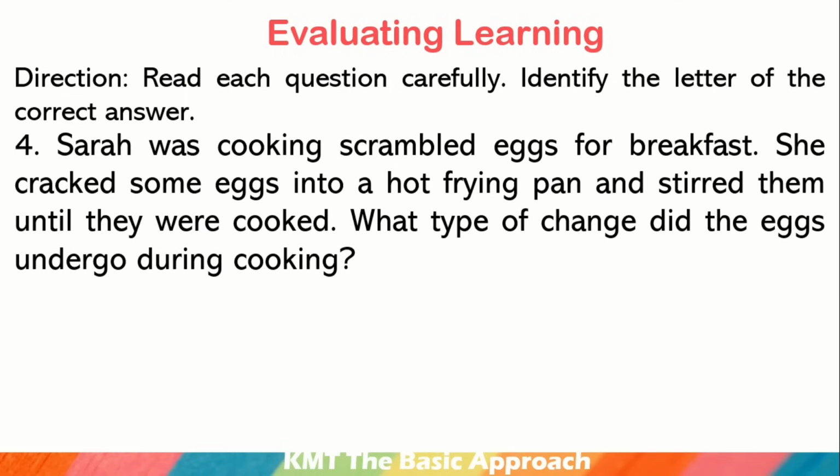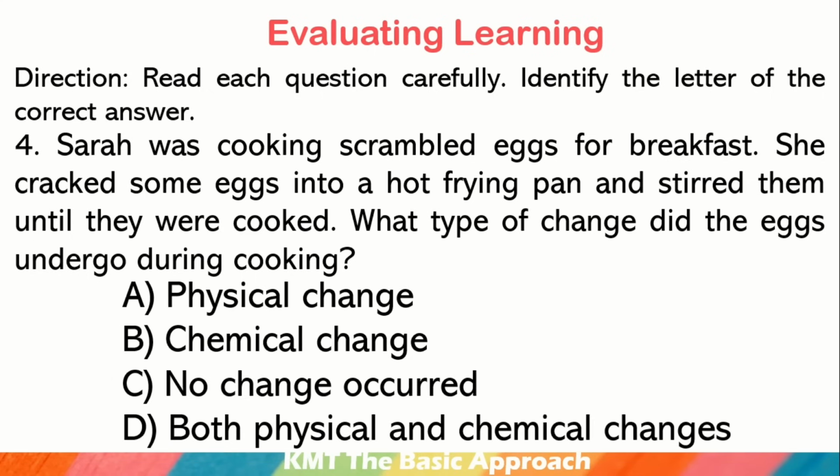Number 4. Sarah was cooking scrambled eggs for breakfast. She cracked some eggs into a hot frying pan and stirred them until they were cooked. What type of change did the eggs undergo during cooking? A. Physical change. B. Chemical change. C. No change occurred. D. Both physical and chemical changes. What is the correct answer?